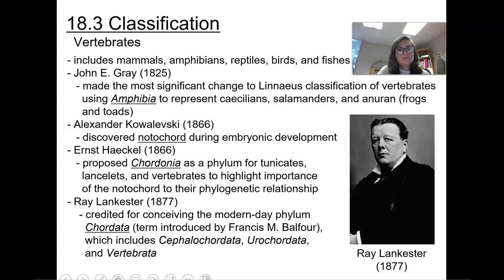Now moving into the vertebrates. This is going to include mammals, amphibians, reptiles, birds, and fishes. We have John E. Gray in 1825, who is going to make the most significant change to Linnaeus's classification of vertebrates, using amphibia to represent the caecilians, the salamanders, and the anurans, or frogs and toads.